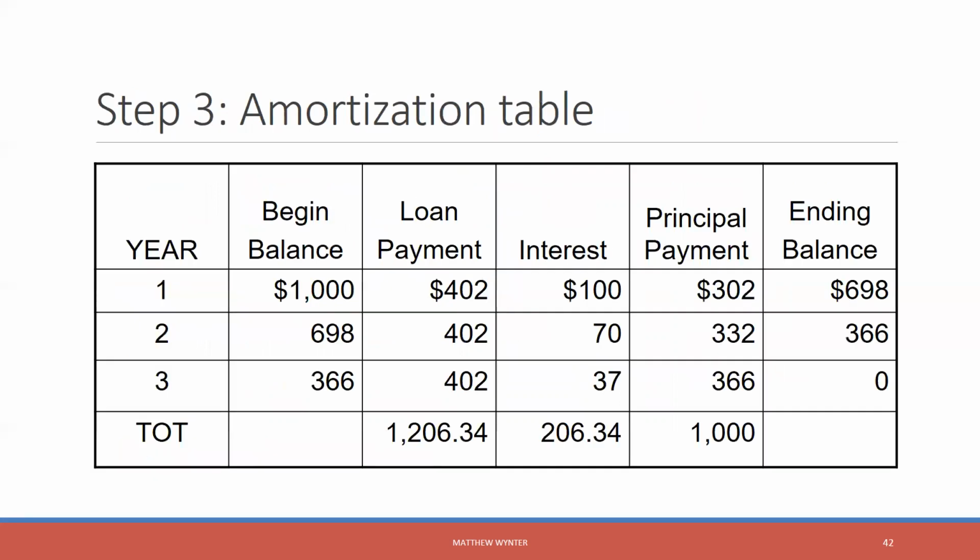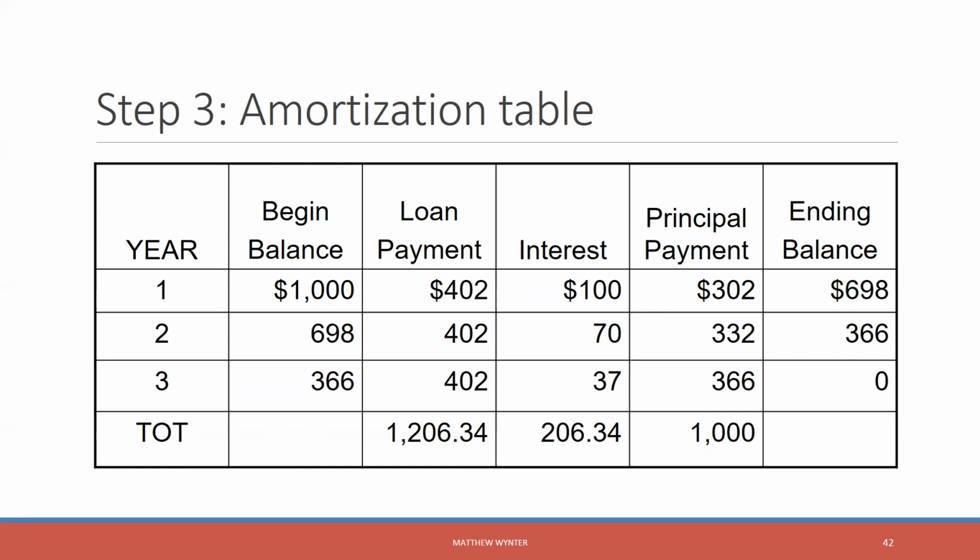So this is an amortization table. This is basically how you identify where your payments are going. Are my payments going to interest? Are my payments going to balance? And what's left back? So go with me step by step. Year one, beginning balance of 1,000. I have my first loan payment of 402. I also know that my interest on year one is going to be $100.